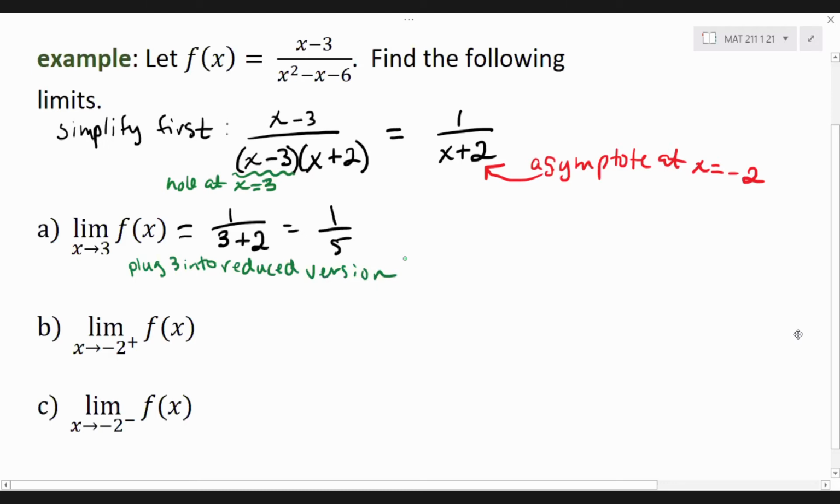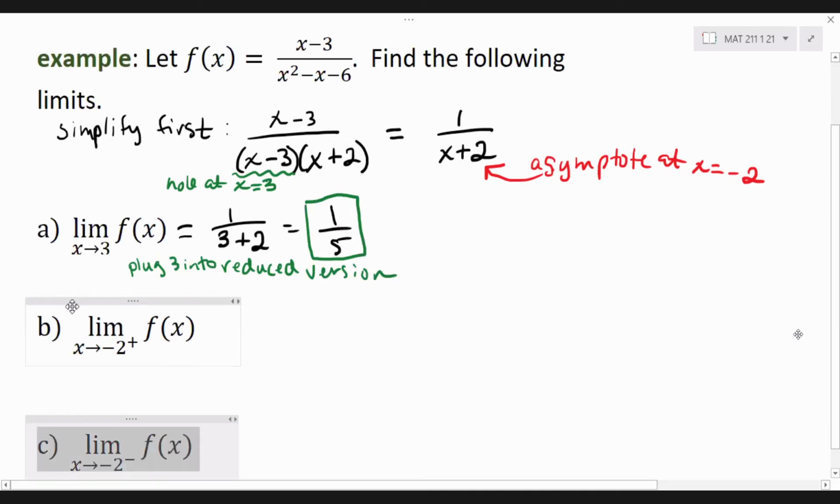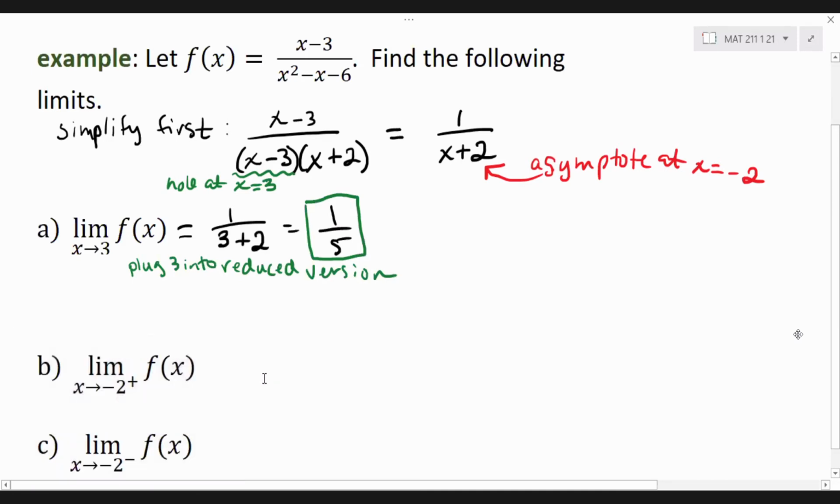That's a part of a graph where it still looks like a regular graph to the naked eye. There's just a little piece missing right at 3. So our limit is still going to a specific value, 1/5. Then for parts B and C, we know that -2 is a vertical asymptote. So we just have to decide which infinity each of these is going toward.